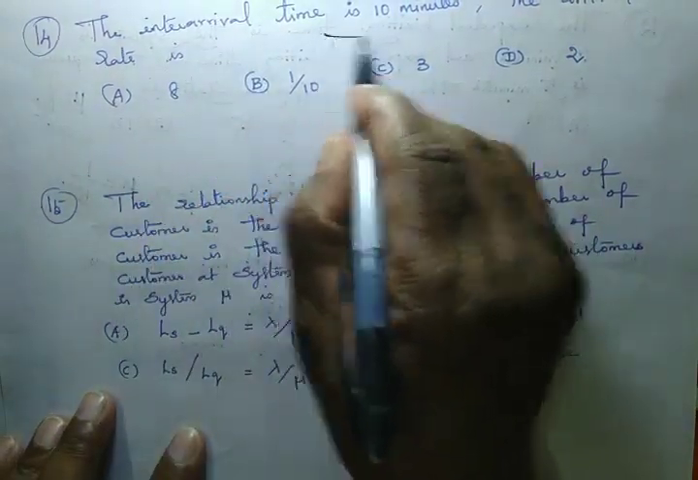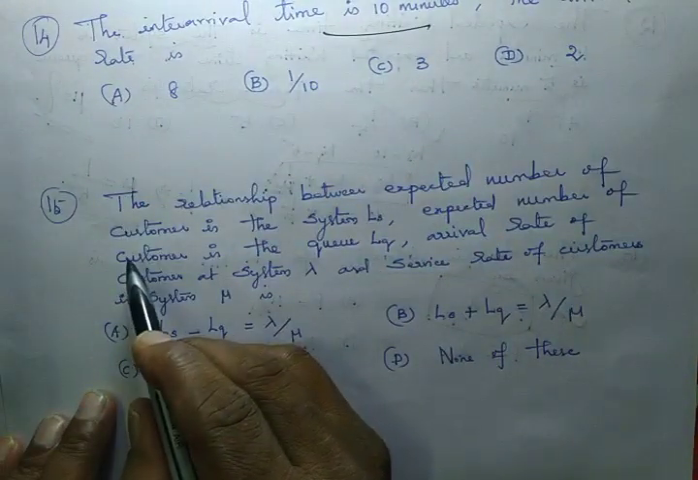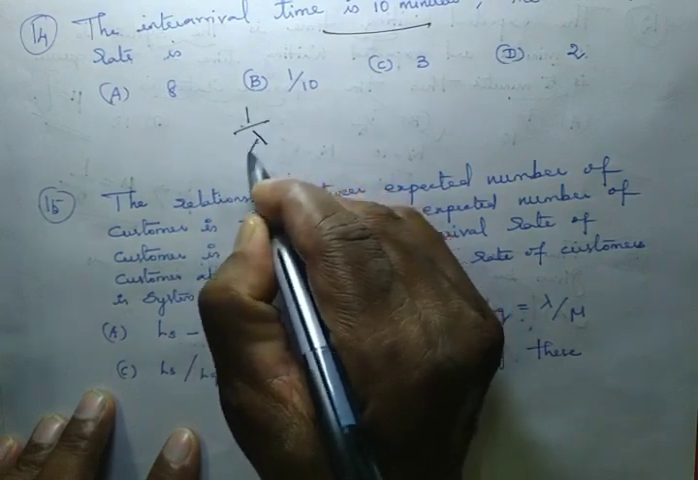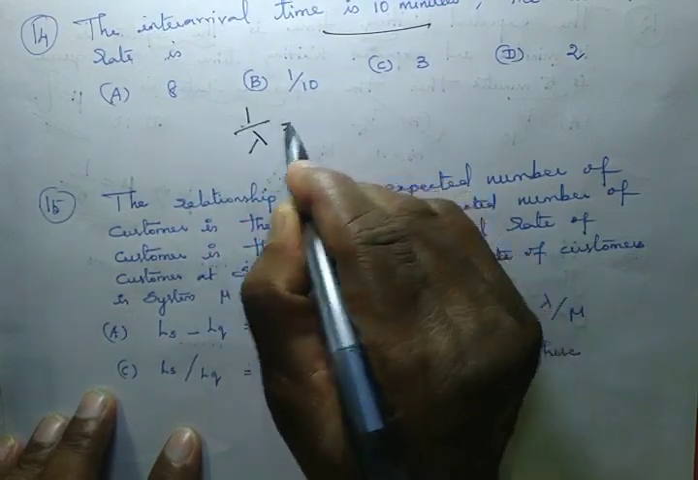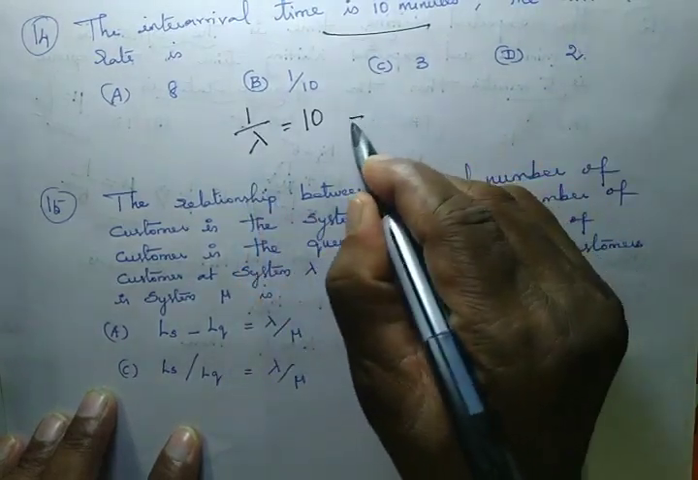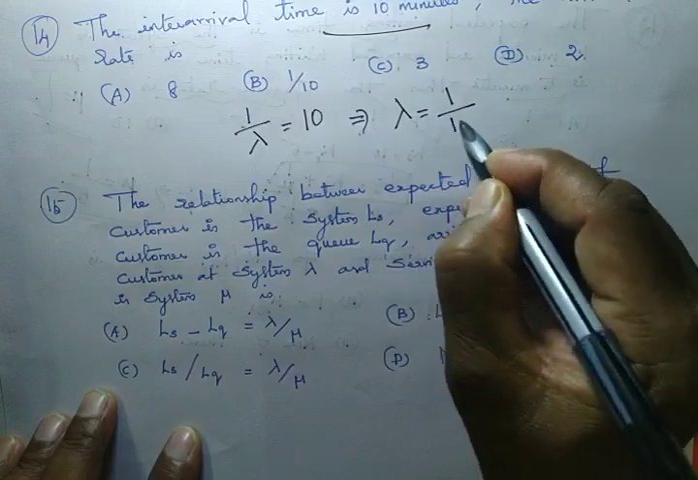Inter-arrival time is 10 minutes. The arrival rate is... so the inter-arrival time, 1 by lambda, is given as 10 minutes. The question is the arrival rate, which implies arrival rate lambda equals 1 by 10.